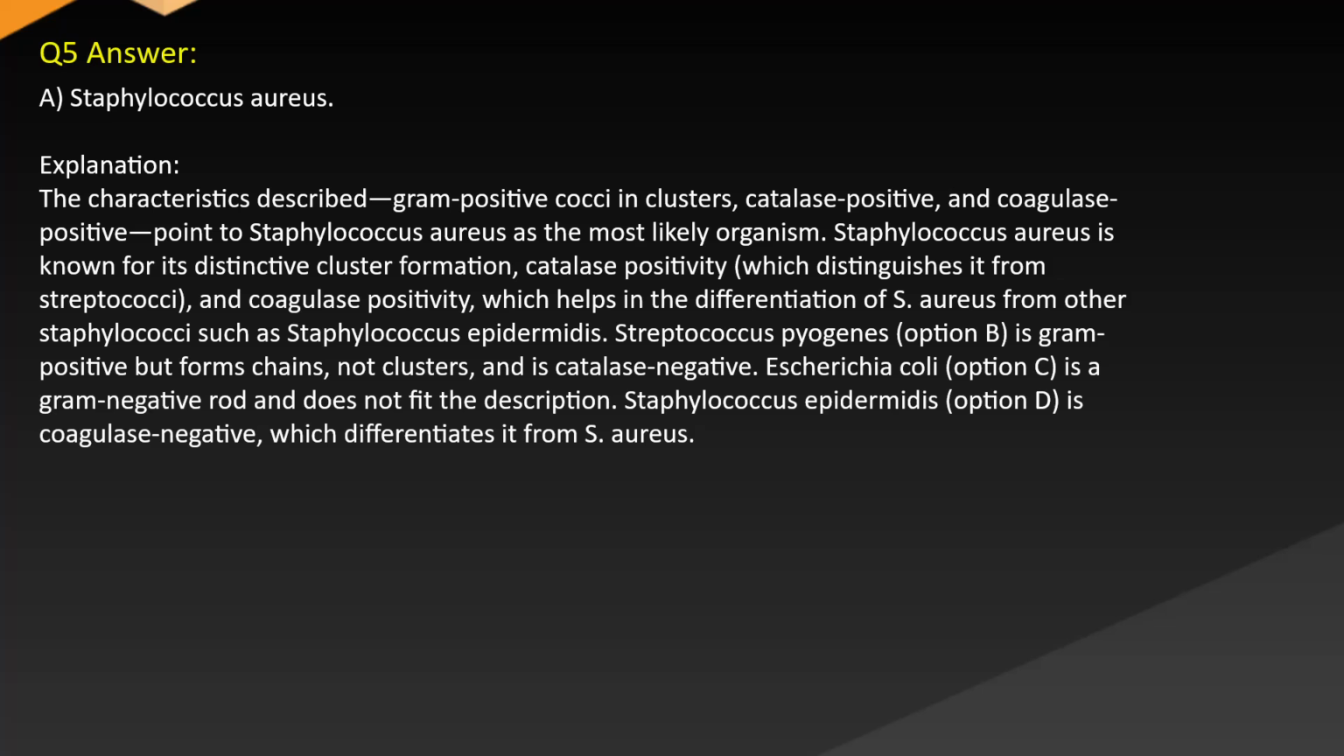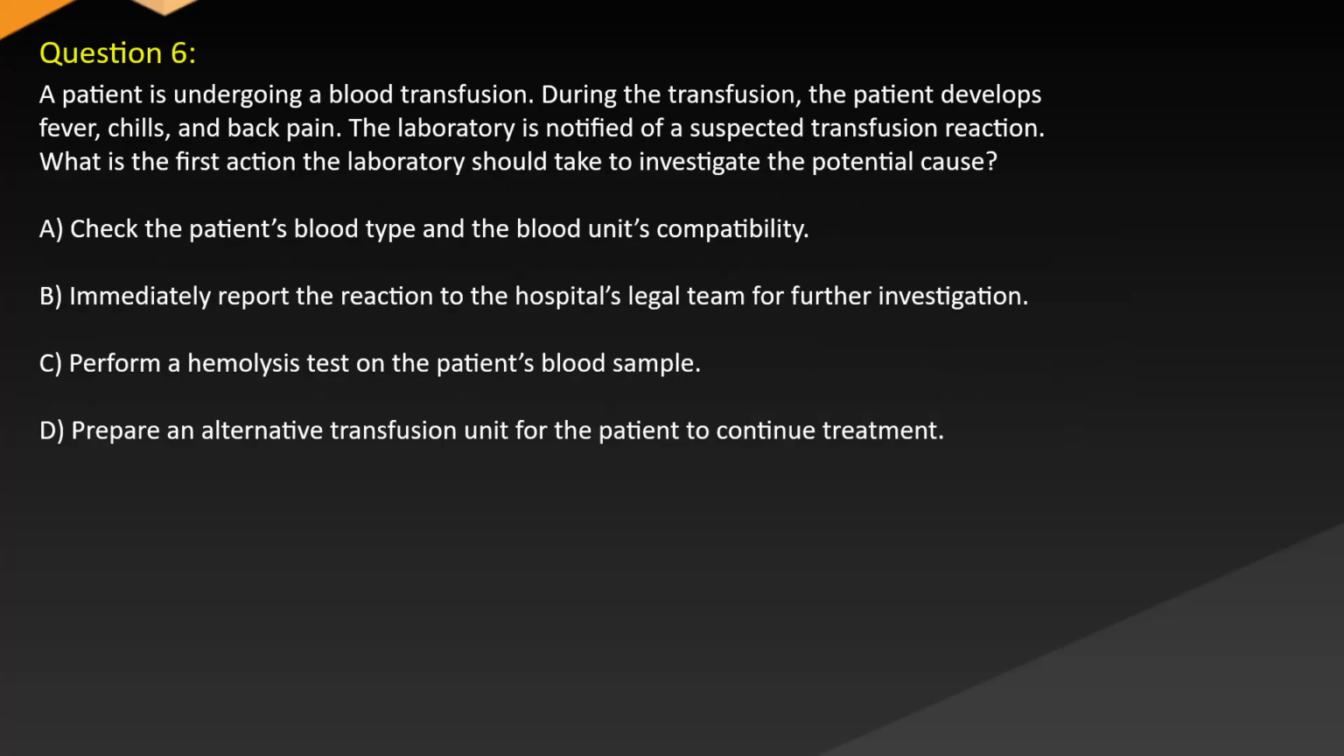Streptococcus pyogenes, option B, is gram-positive but forms chains, not clusters, and is catalase negative. Escherichia coli, option C, is gram-negative rods and does not fit the description. Staphylococcus epidermidis, option D, is coagulase negative, which differentiates it from S. aureus. Question 6. A patient is undergoing a blood transfusion.